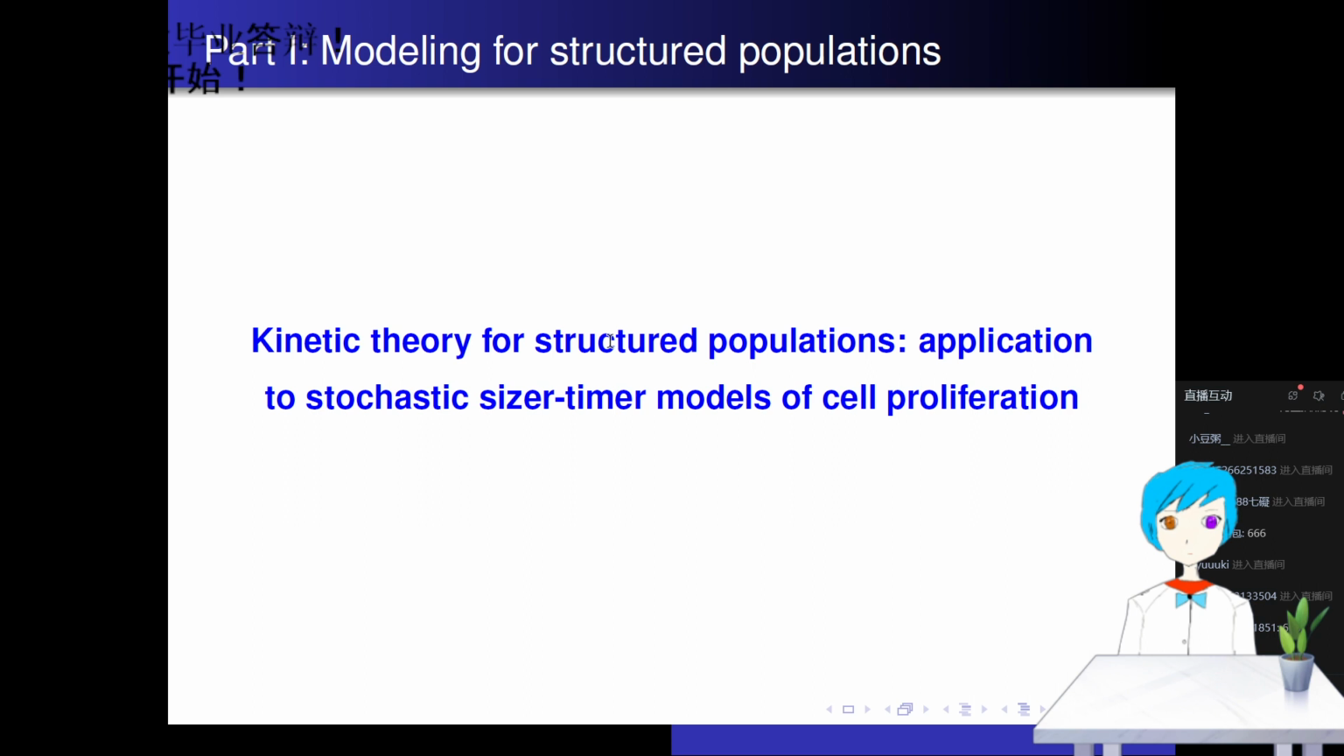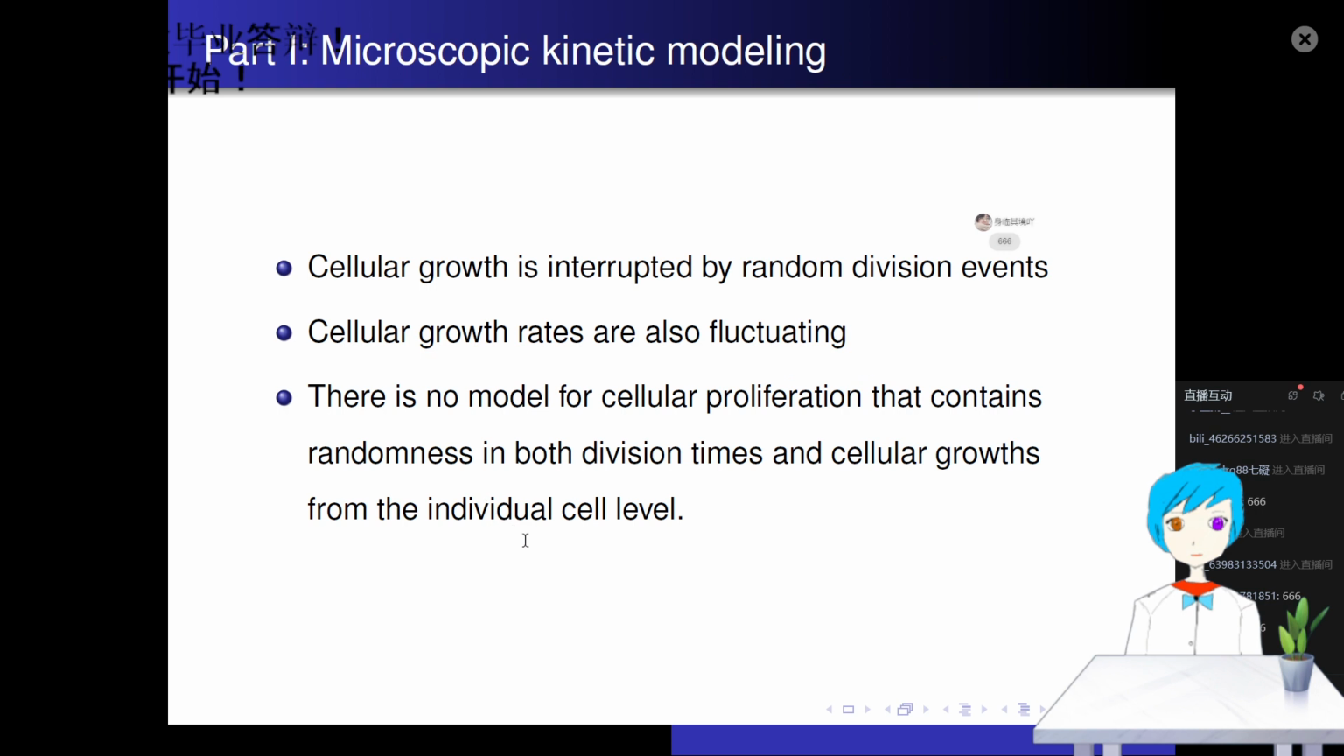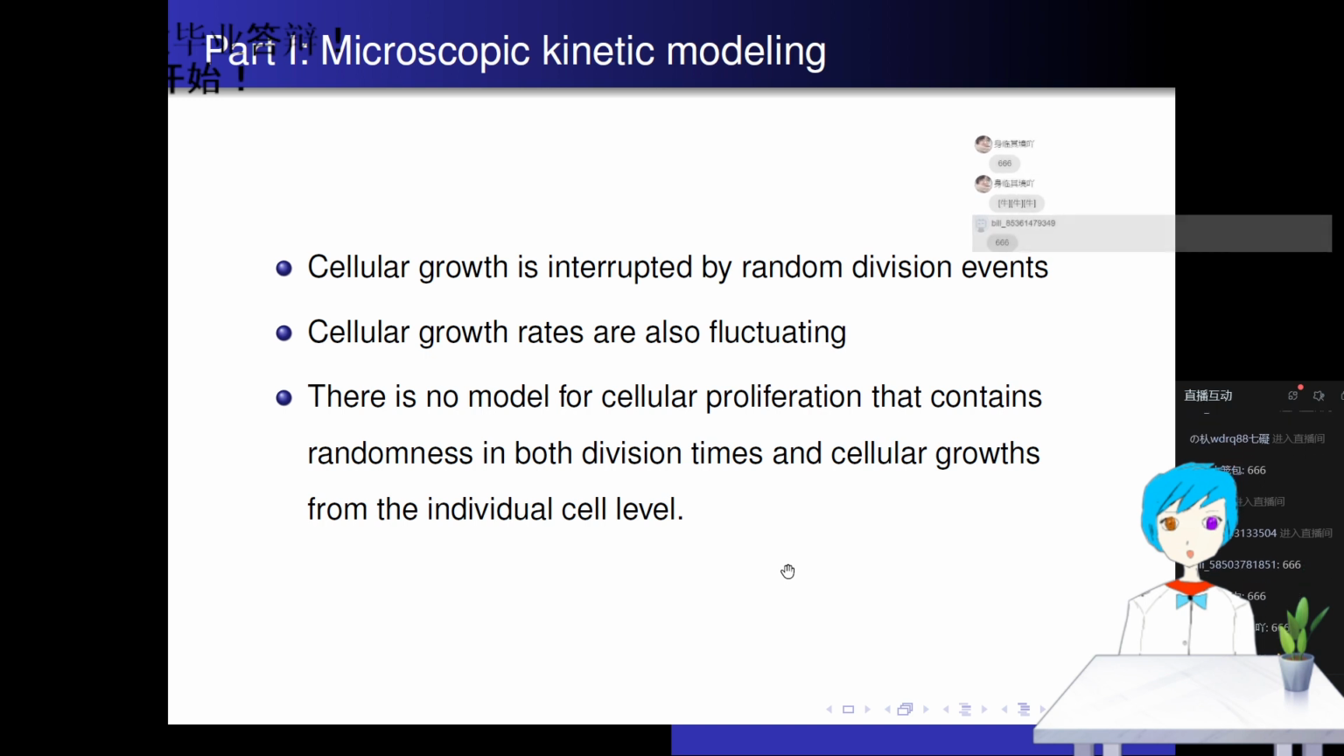The second half of my part 1 is kinetic theories for structured populations. Here we wish to model cellular population proliferation from the microscopic level, which means that we model single cell trajectories. Cellular growth is interrupted by random division events. That's from the individual cell level, because cell division times are usually random, and also cellular growth rates are fluctuating. That means in addition to the deterministic growth law, we often observe some fluctuation in the cellular growth rate.